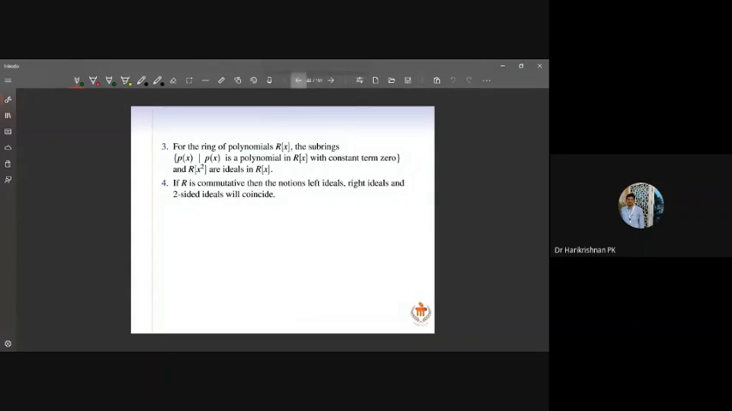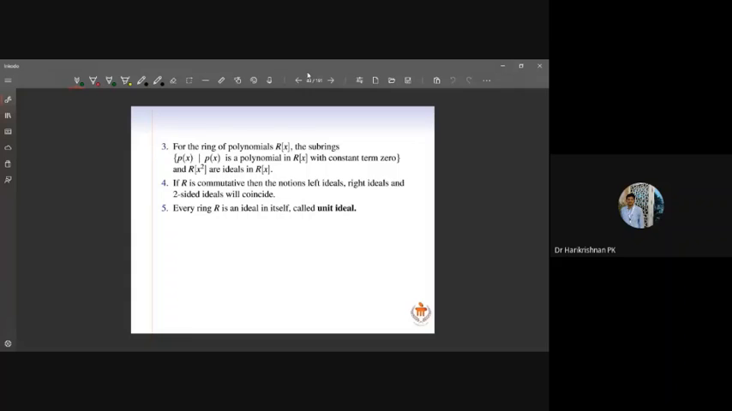Next, if you have a commutative ring, in that case the left ideal concept, right ideal concept and two-sided ideal concept will coincide because the commutativity property is there. We will separately see the left ideal, right ideal and two-sided ideal concepts if the underlying ring is not commutative.